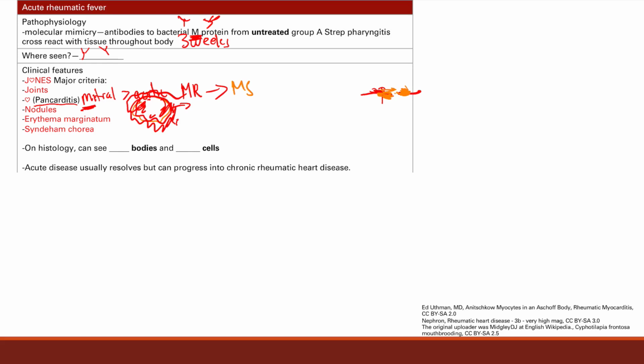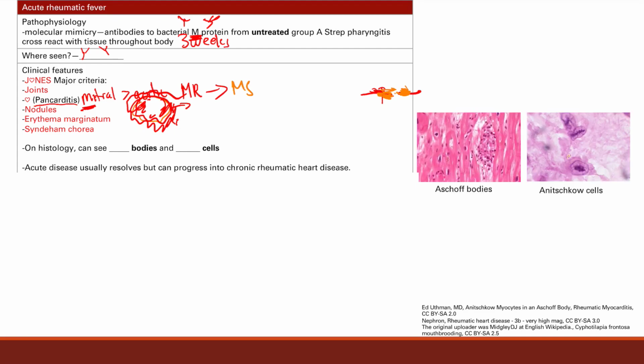And on histology, you're going to see a couple characteristic things. If you remember, think about it now. If not, I'm going to show you. It's Aschoff bodies, which is this. It's a granuloma with giant cells. This is our granuloma with giant cells inside. And then you have Anitschkow cells. These are macrophages. And the key thing here is that their nuclei look like caterpillars. So Aschoff bodies and Anitschkow cells in acute rheumatic fever.